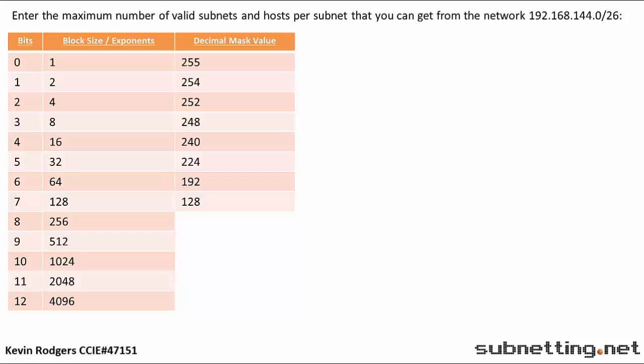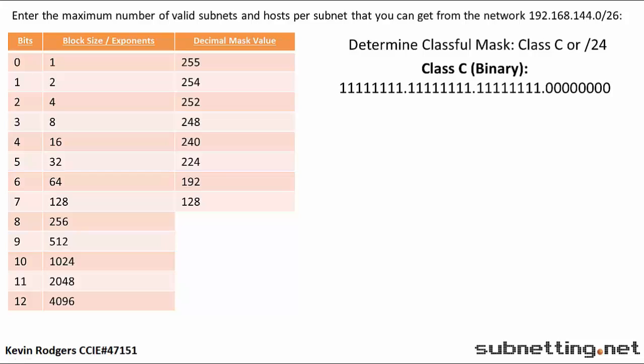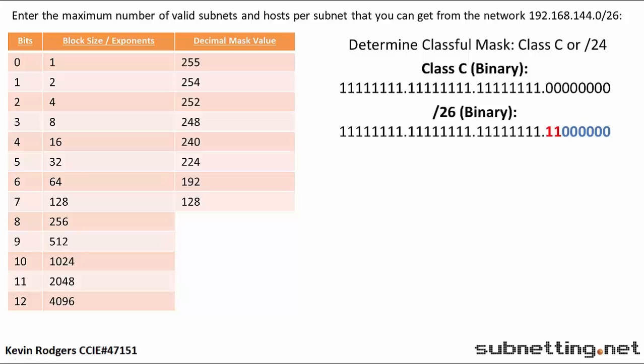Enter the maximum number of valid subnets and hosts per subnet that you could get from the network 192.168.1.440/26. This is a question type 2. The first thing we have to determine is the classful mask. In this case, it is a class C. It can be helpful when you are still learning to write out the class C default mask in binary, and the new mask, or in this case /26, in binary as well.